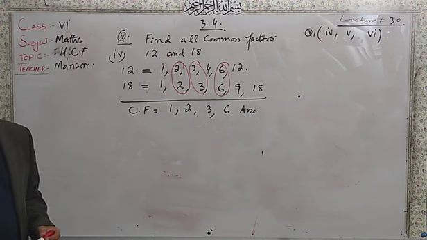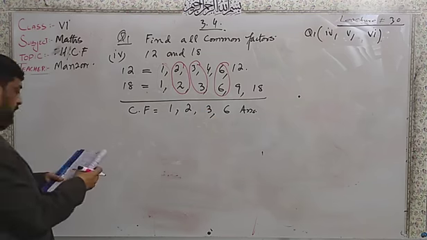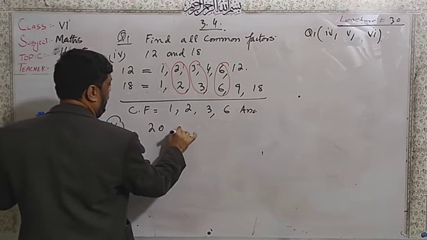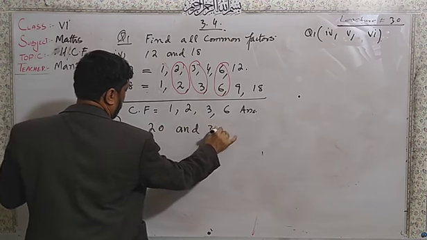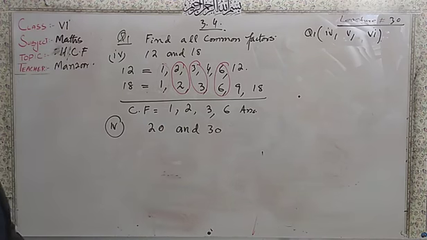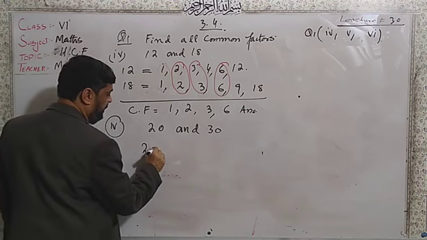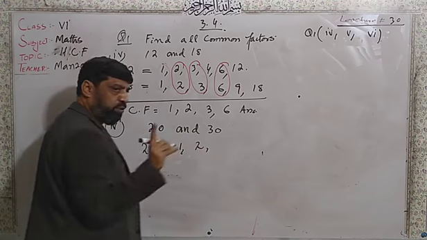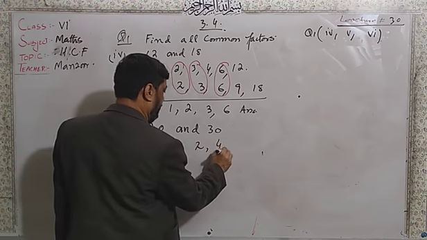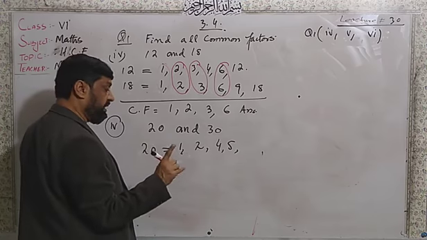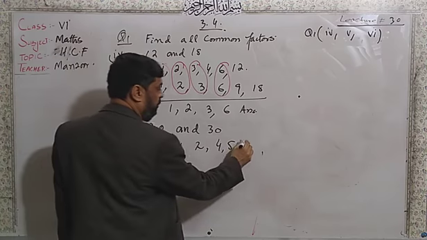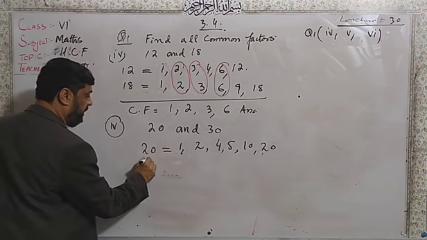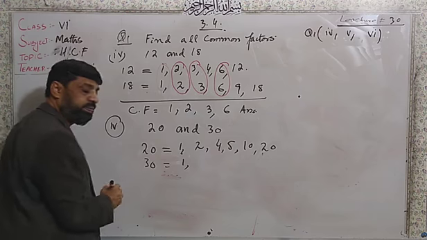Dear students, in the same way, I have part number 5. That is part number 5. I have 20 and 30. We will write all the factors. Just 20: factors 1, 2, no 3, but 4, then 5, no 6, 7, 8, 9, but 10, and itself 20. After that 30.